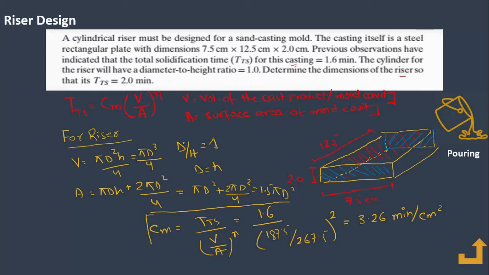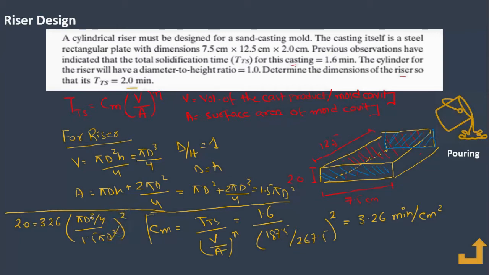Okay, so this is the volume and area for the riser. Now you can use Chvorinov's rule for the riser, that was equal to TTS equals C times (V by A) exponent n, and TTS was equal to 2 minutes as given in the statement here, and the Cm is equal to 3.26 as we calculated, into V by A we have pi d cube by 4 divided by 1.5 pi d square, exponent 2.